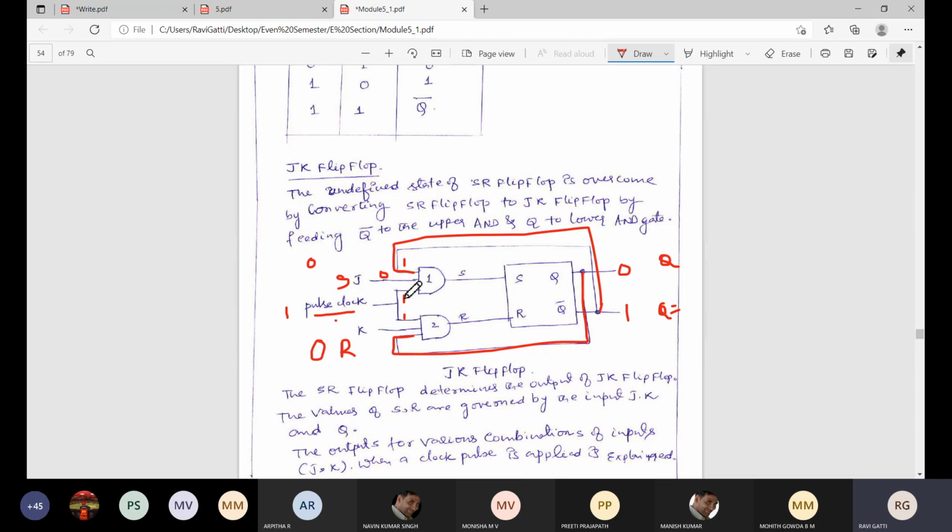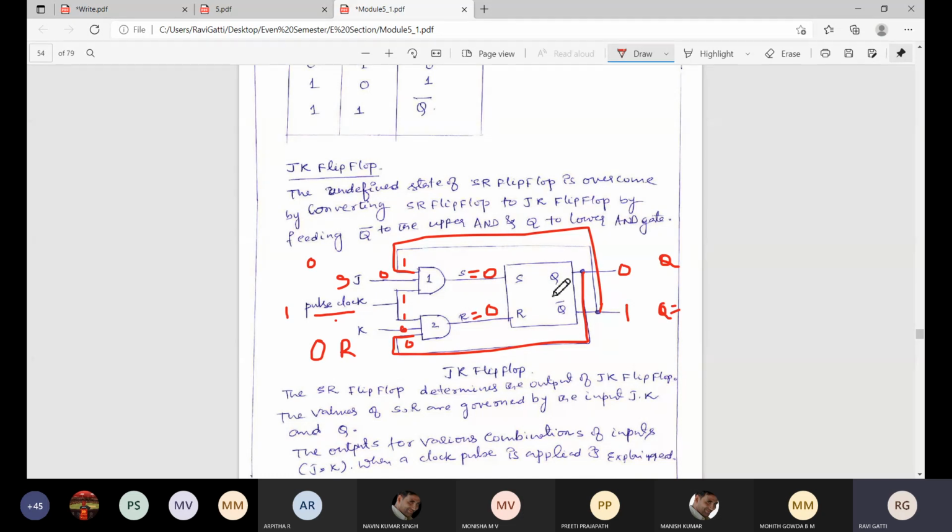All the inputs have to be 1, then only the output is equal to 1. Since it is a 1, 0, 1 condition, the output will be 0. So your S is equal to 0, and now you check R. The clock is 1, your R is equal to 0 and your Q is equal to 0. So 1, 0, 0 condition. 1, 0, 0 means what is the output of the AND gate? It is a 0.